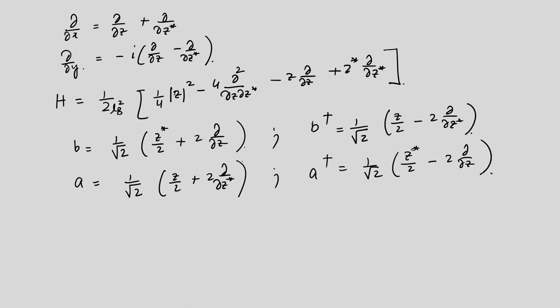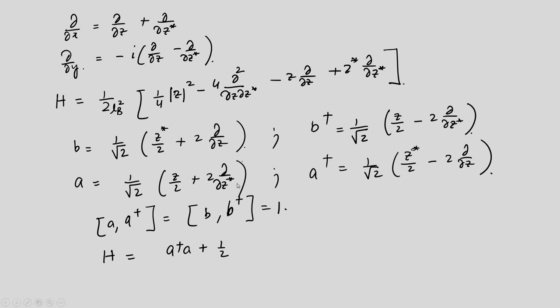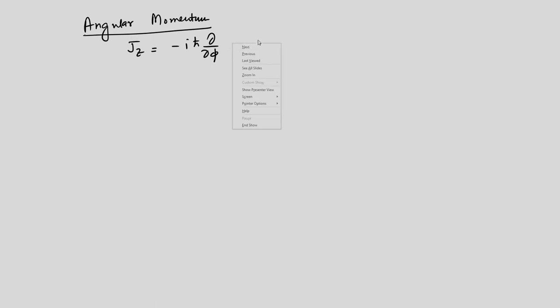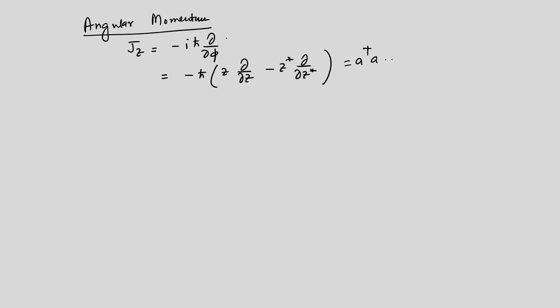So these are my a and b operators, and they have a similarity in that their commutation relations both obey the commutator equal to 1. So H is equal to a dagger a plus half. This is the Hamiltonian; of course, your h cross omega and so on are absorbed in the definition because of this l_B squared being there. And the angular momentum J_z is written in the usual definition in terms of a derivative of only phi. So this is equal to minus h cross times (z del z minus z star del z star), and this is equal to a dagger a minus b dagger b.